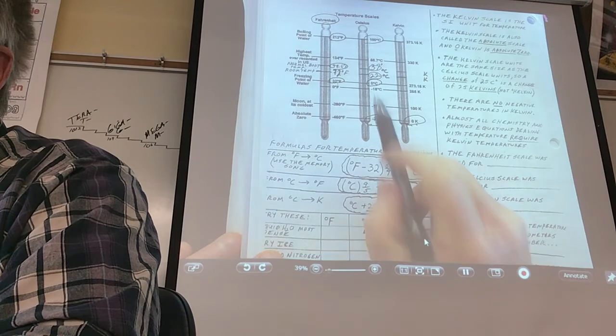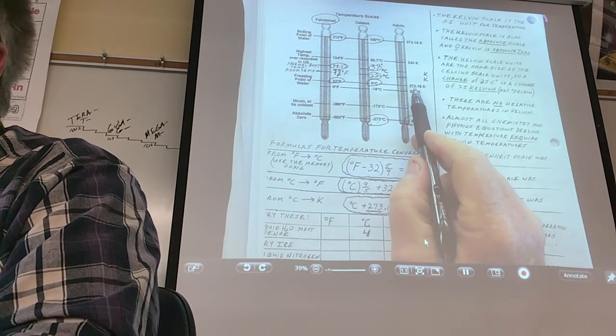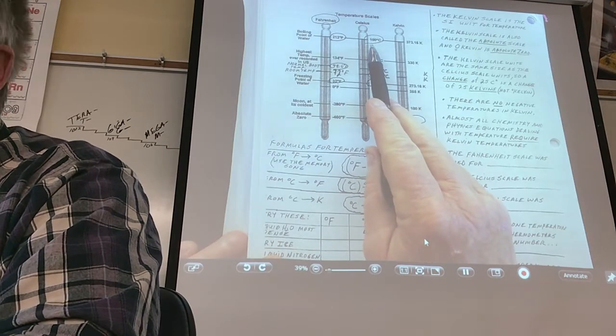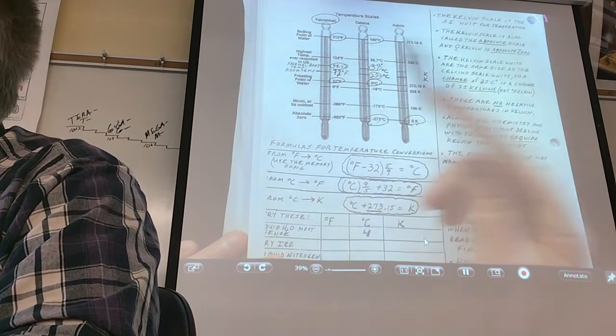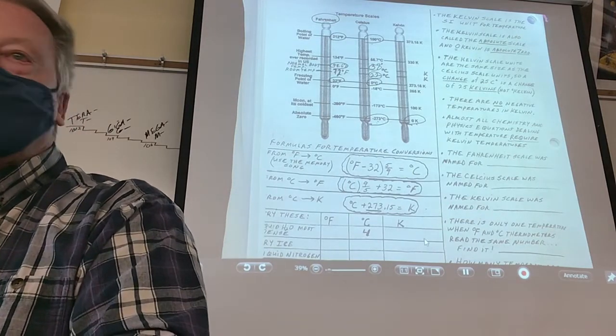273. Well, it was 0 here. You just add 273, and what do you get? 273. And what is boiling water in the Kelvin scale? 373.1. See, it really is the Celsius scale with no negative numbers. See that? That's pretty neat.